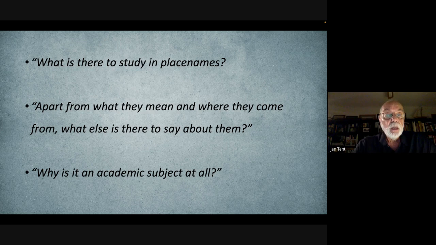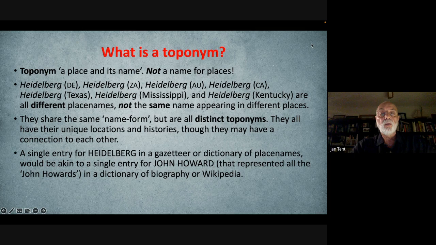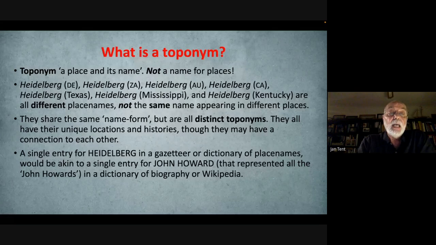So these questions have inspired me to start writing a monograph on place names, and it's entitled Understanding Place Names. So what I'm about to present is a slight taste of what I deal with in my forthcoming book. So before we go on into looking at place names themselves and how important they are in society, we need to know what a place name is. So the formal name of a place name is a toponym. And it's very important to understand that a toponym is a place and its name, not a name for places.